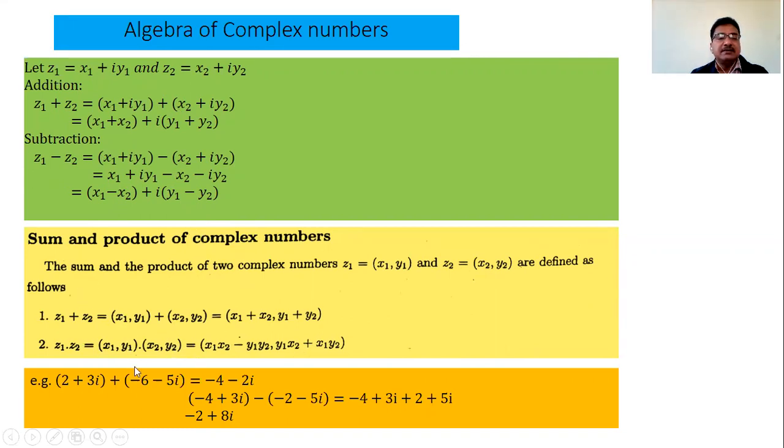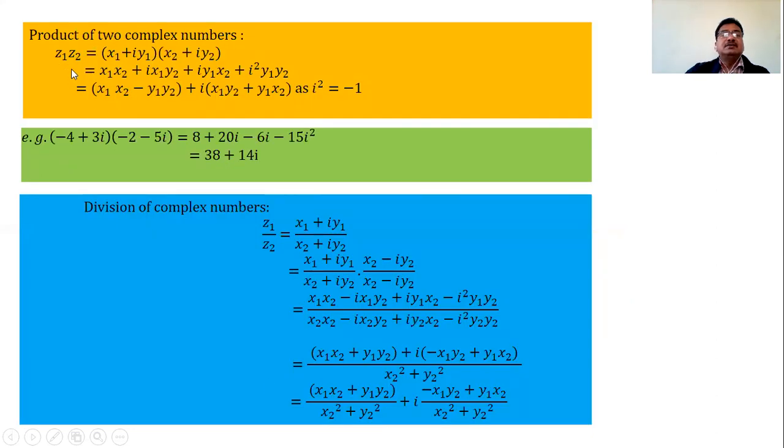Then how can we define the product? We can define addition and multiplication in the form of ordered pairs or in this form. So this is the example of addition: 2 plus 3i plus minus 6 minus 5i. So 2 minus 6 is minus 4, and 3 and minus 5 becomes minus 2i. And here the subtraction: minus 4 plus 2 becomes minus 2, and 3i minus minus 5i becomes 8i. This is the subtraction.